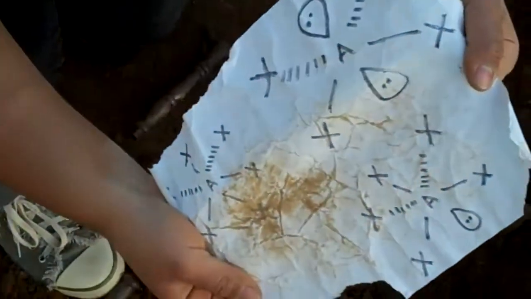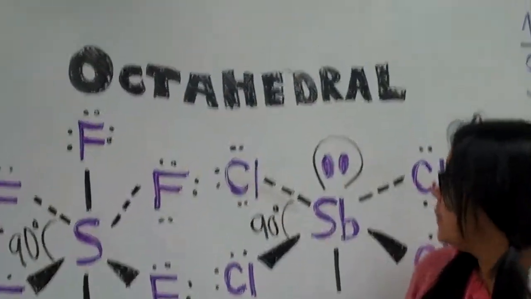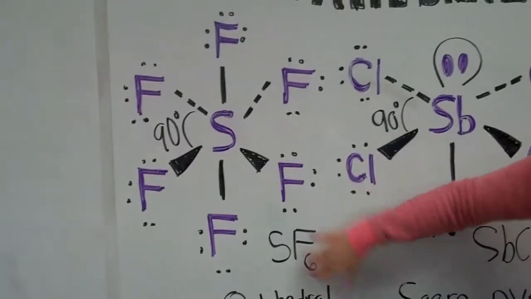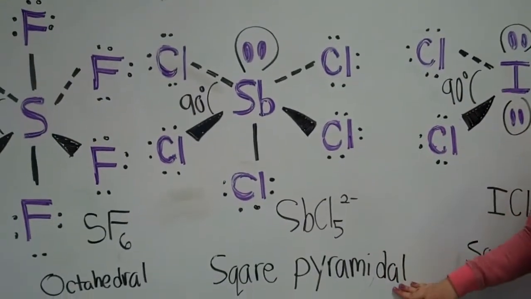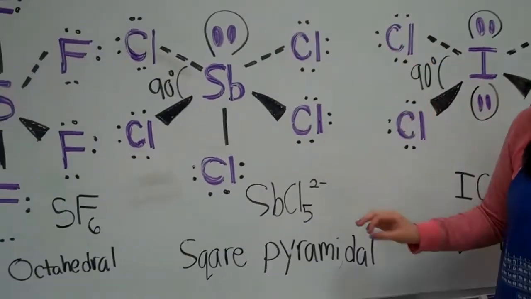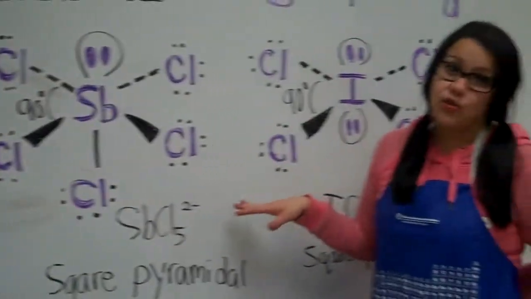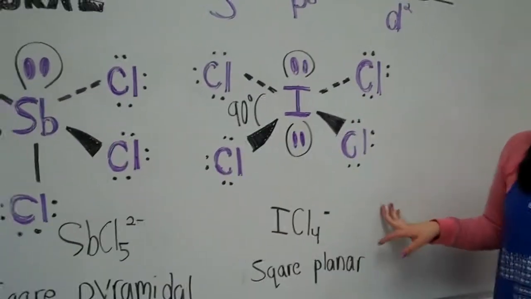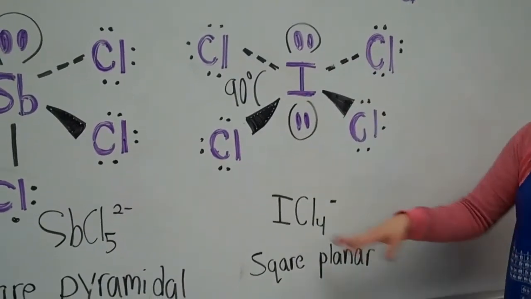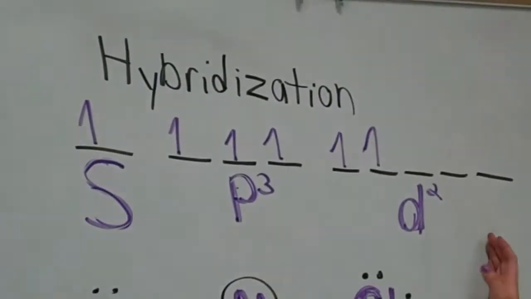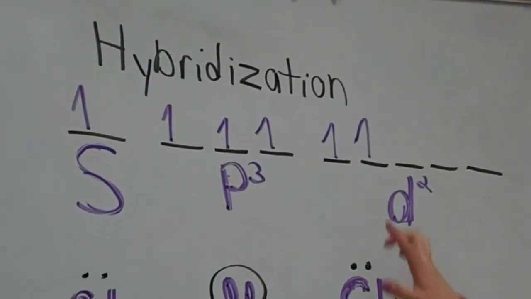That's amazing. Our next molecular shape is octahedral. There's three different types. The first one is called octahedral. It has six bonds, 90-degree angle, and an example is SF6. The second one is called square pyramidal. There's five bonds, one lone pair, and an example is SbCl5 2-. The third one and last one is called square planar. There are four bonds, two lone pairs, and an example is ICl4-. Its hybridization is sp3d2, and there are six.